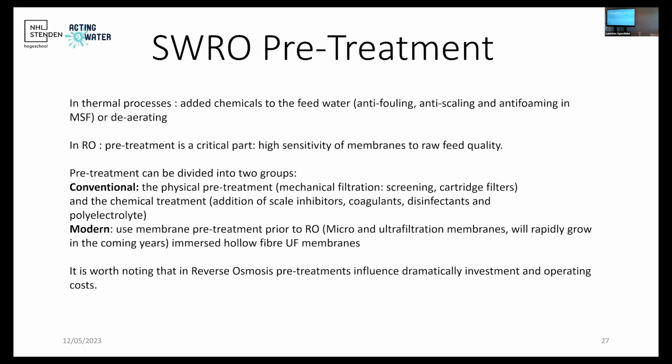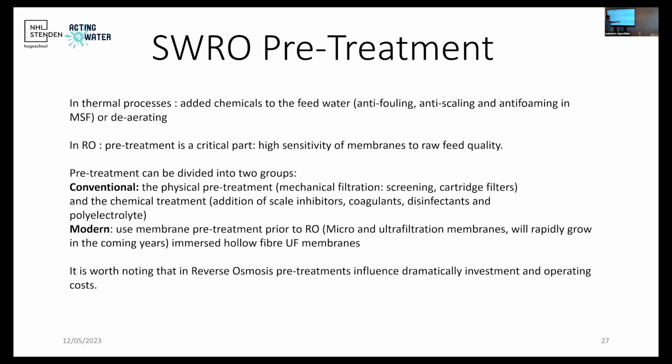So you have to control the quality of your feed for both systems. For pre-treatment, you can divide it in two groups. The conventional is the one that I just mentioned: mechanical filtration, screening, and coagulation. But in more recent systems, you're actually using other types of membranes, like filtration membranes or steps of membranes, to guarantee the quality of your feed.